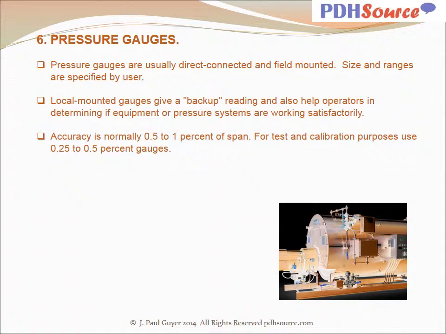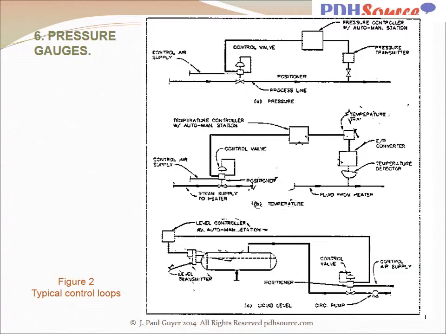Pressure gauges are usually direct connected and field mounted. Size and ranges are specified by user. Local mounted gauges give a backup reading and also help operators in determining if equipment or pressure systems are working satisfactorily. Accuracy is normally 0.5 to 1% of span. For test and calibration purposes, use 0.25 to 0.5% gauges. Figure 2 indicates schematically typical control loops for pressure, temperature, and liquid level.